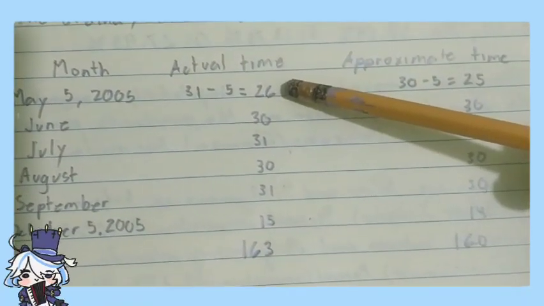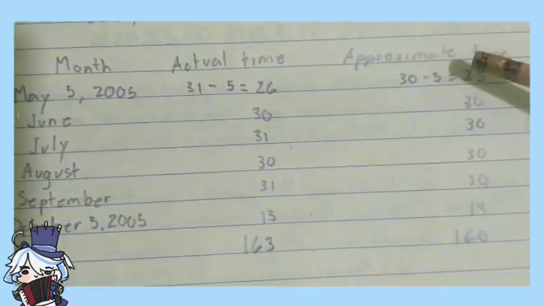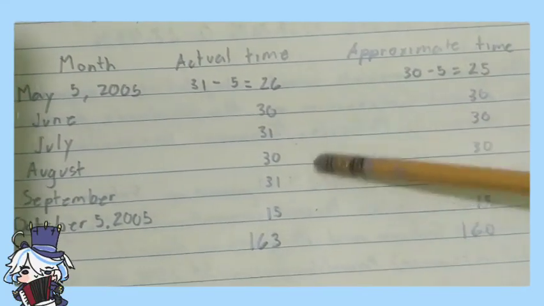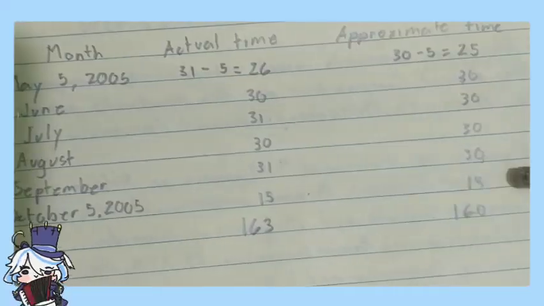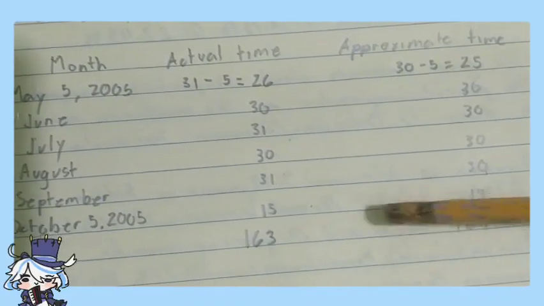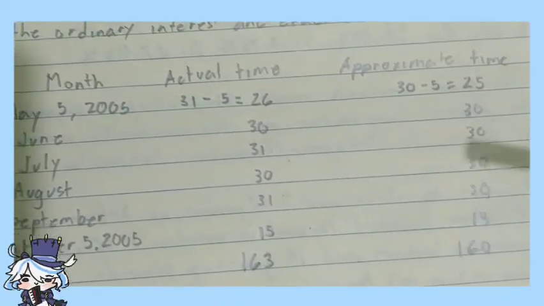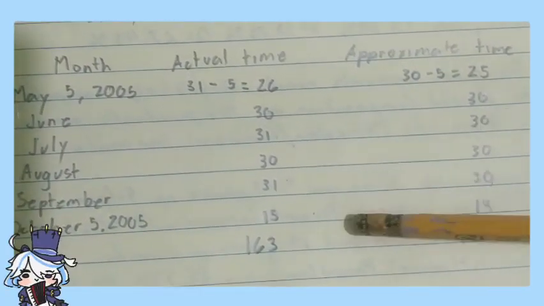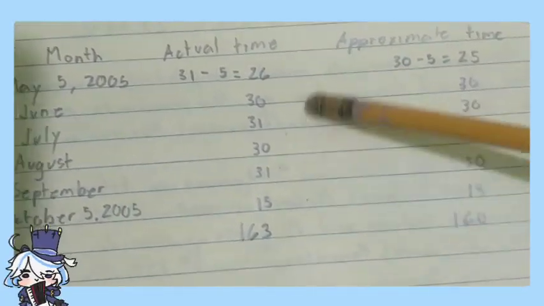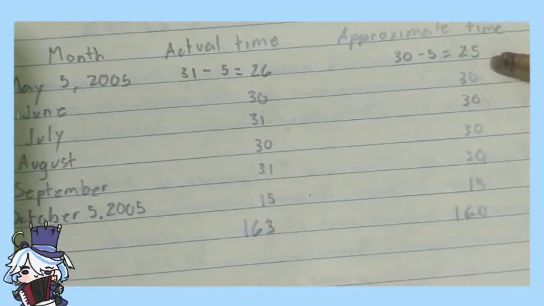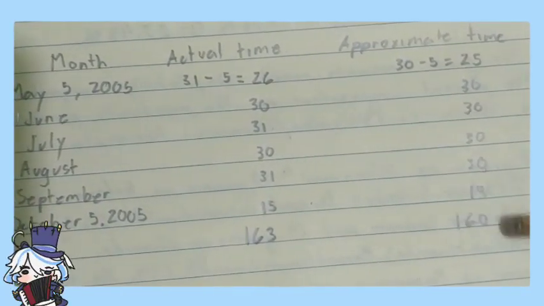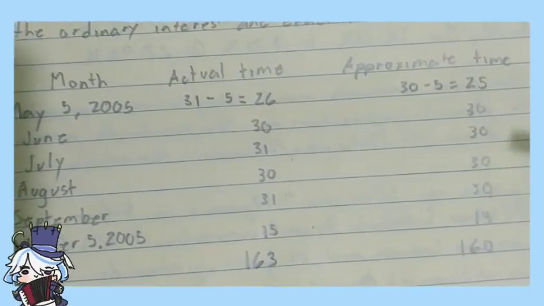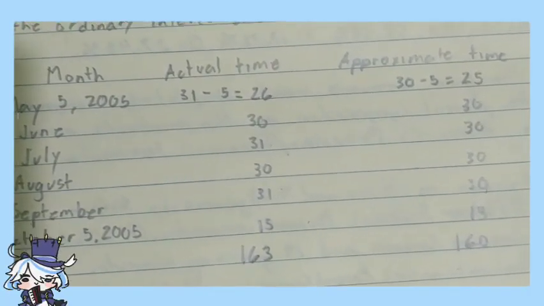First, you have to subtract the days of the month according to the given date, which is 5. Then, you have to add it all together from May 5 to October 5. You have to add it all together. And so the actual time will be 163 days and approximate time will be 160 days.